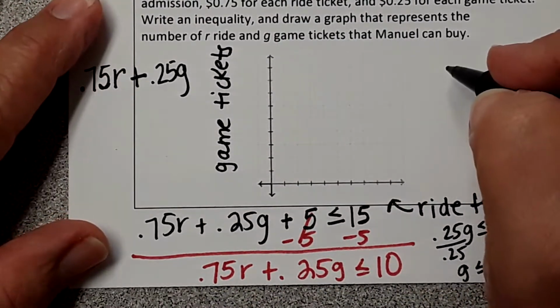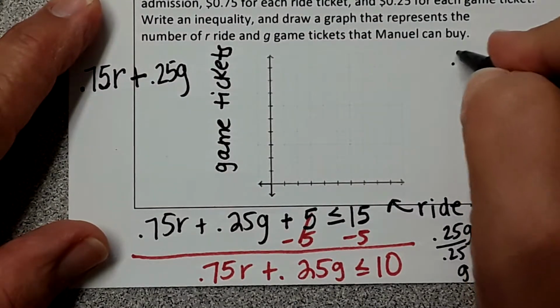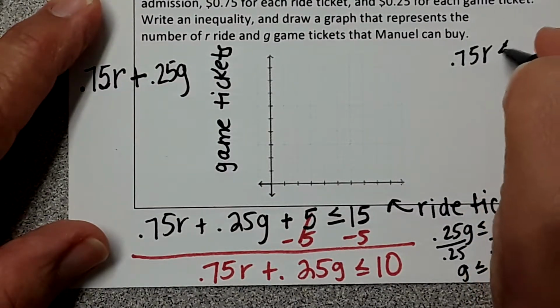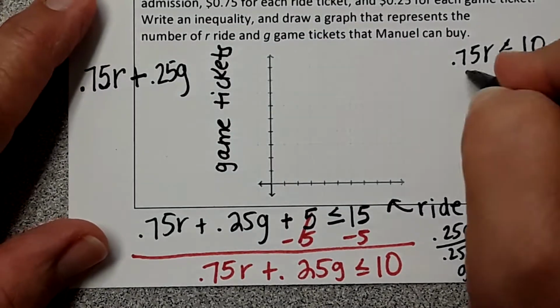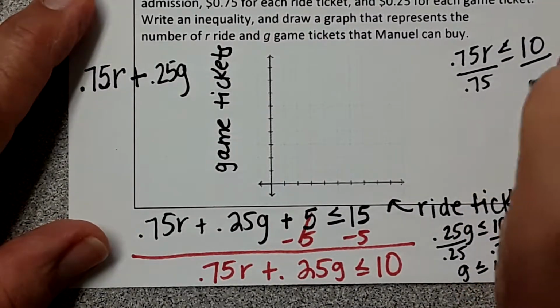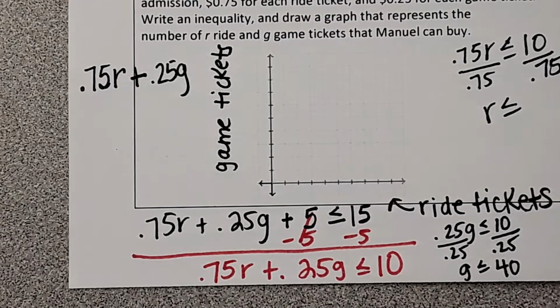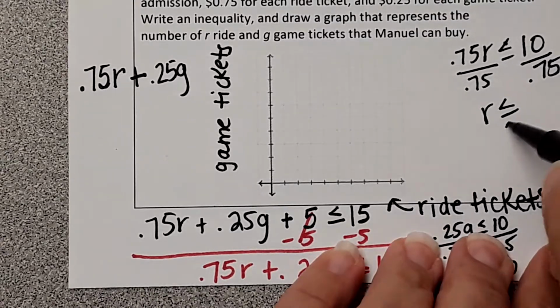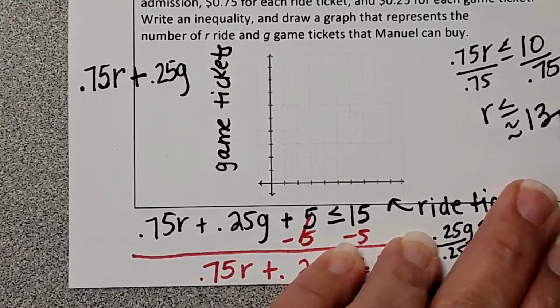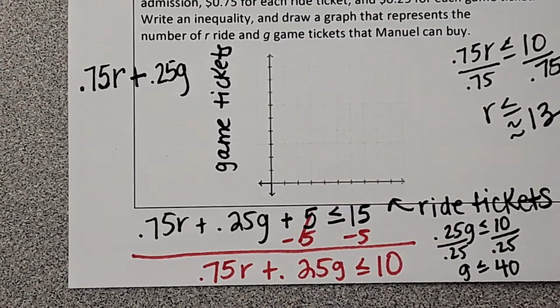Okay, now we're going to plug in 0 for G to find out how many ride tickets we can have. This one doesn't come out as pretty or as nice as the other one did. How many tickets, roughly? Yeah, so we're approximately 13 tickets. Because you can't have a fraction of a ticket, right? So 13, especially because it's less than.